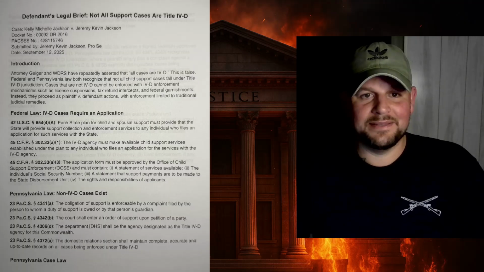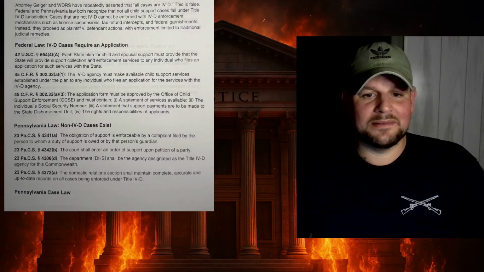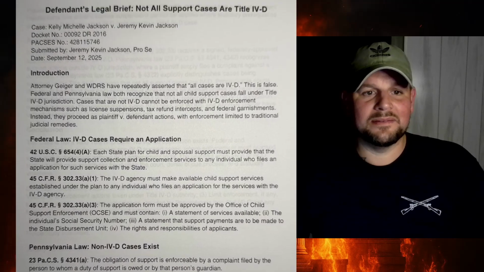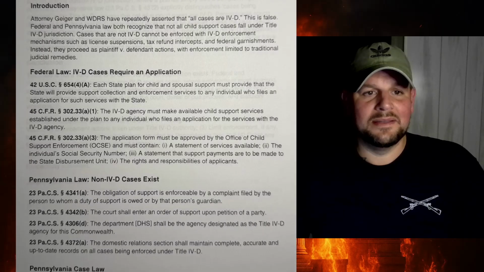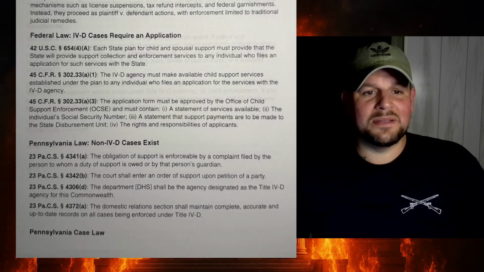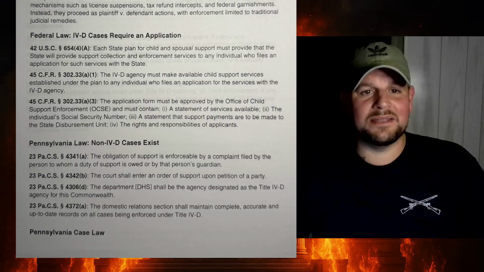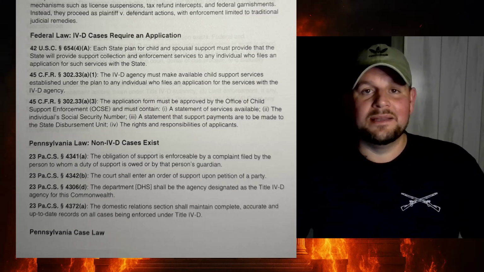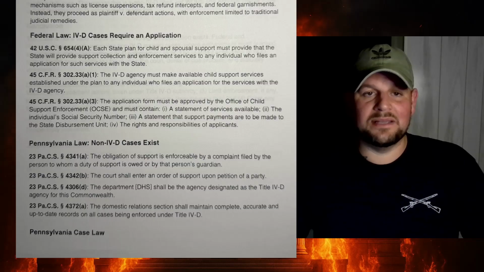Okay, let's see what else we got here. Oh, here we go. Not all cases are 4D. Pennsylvania law, federal law: 4D cases require an application. Tells you right there, you must have an application. So far, they haven't given me one. They've only given me a generic child support complaint form.